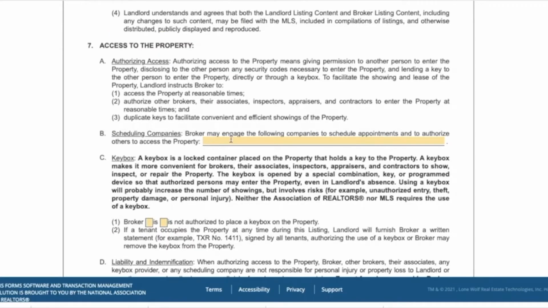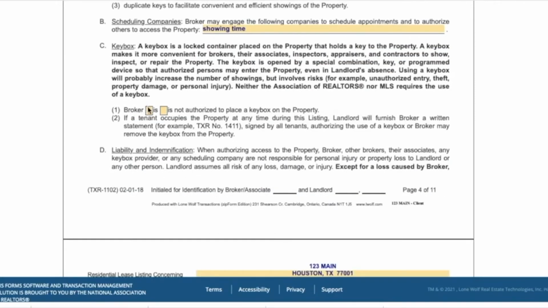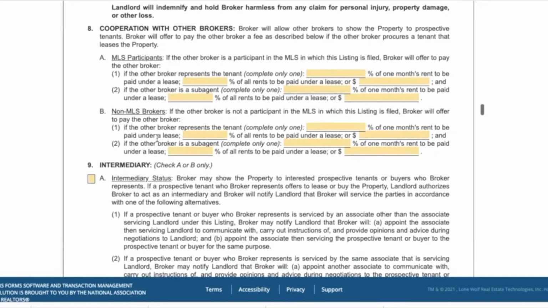Scheduling companies. So concierge services like ShowingTime would more than likely go in this block. So you'd say ShowingTime, unless you had another concierge service, or maybe you aren't using any scheduling companies. This is giving permission for you to put a key box on the property. MLS participants. So if the other broker representing the tenant is an MLS participant, how much are you going to pay them? And typically it's 50% of 1 month's rent.